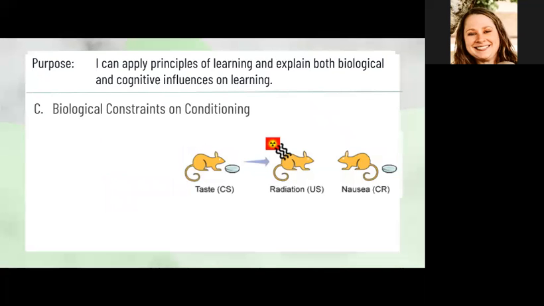Okay, and then this here in the application would be part B. Okay, and then we are going to get started with this one, okay, because tomorrow we're going to just be focusing on cognition. Okay, so we're switching gears here and looking at biological influences on learning.